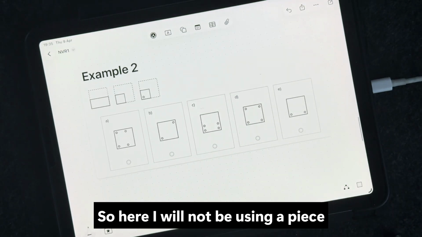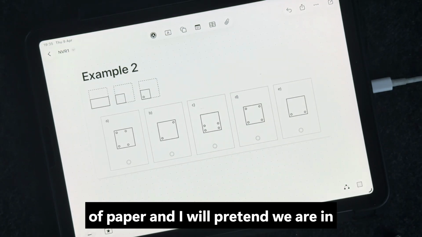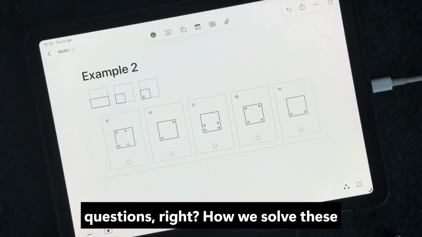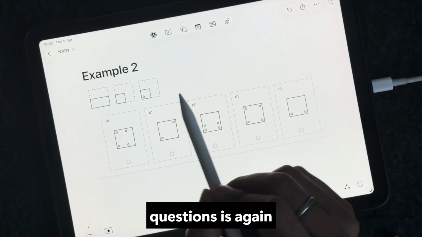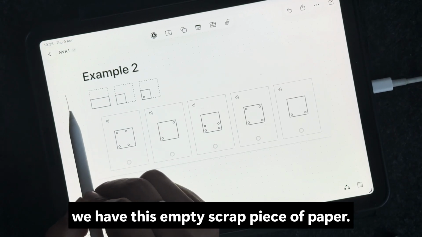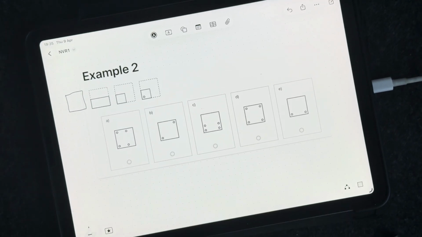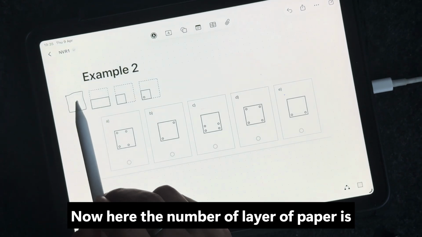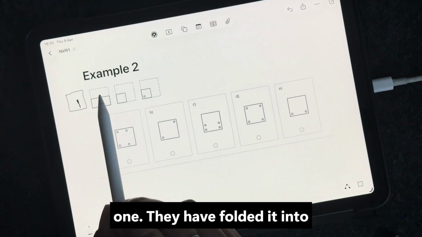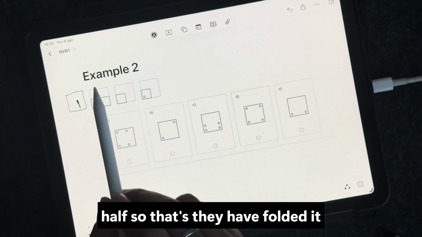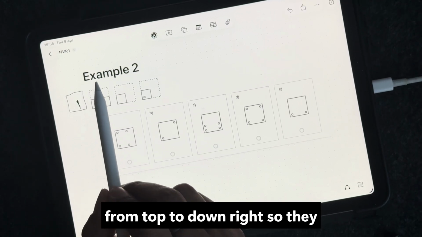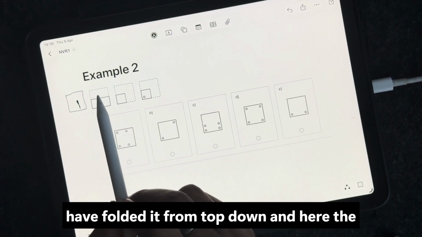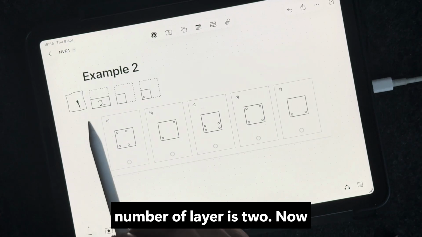So here, I will not be using a piece of paper, and I will pretend we are in exam situations and how we solve these questions, right? How we solve these questions is, again, we have this empty square piece of paper. Now, here, the number of layers of paper is 1. They have folded it in half. So they have folded it from top to down, right? So they have folded it from top down. And here the number of layers is 2.